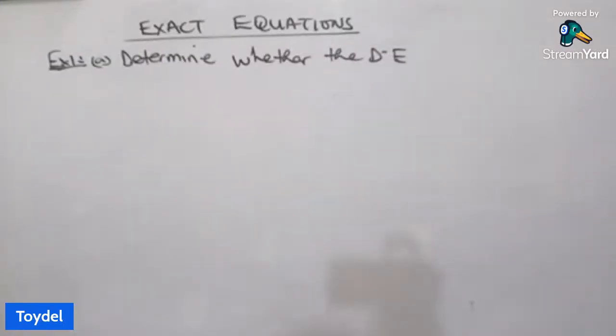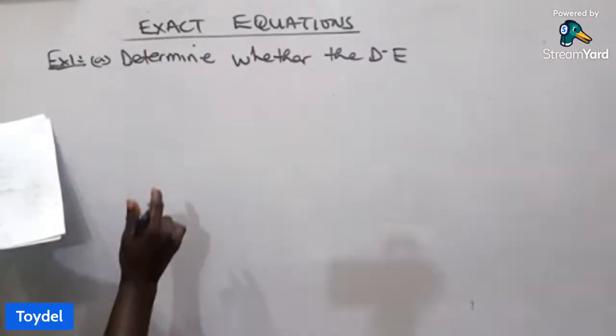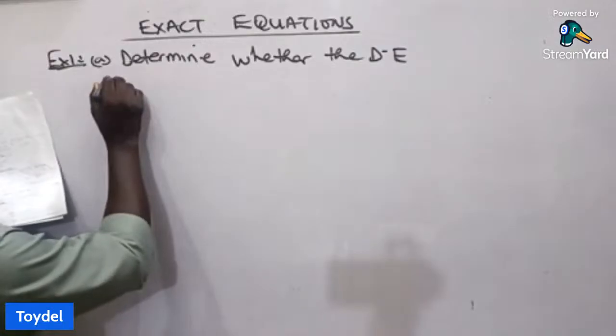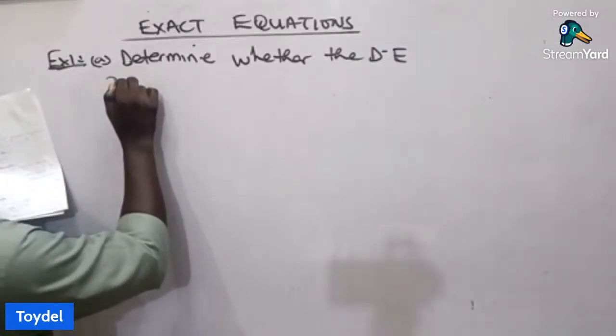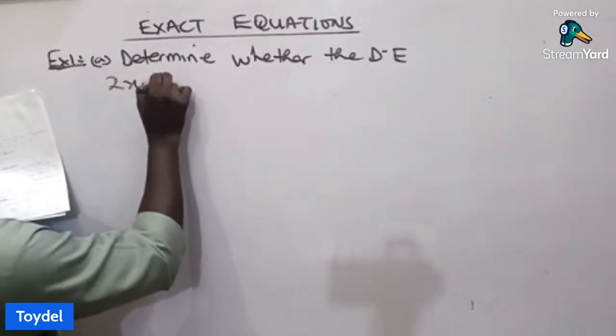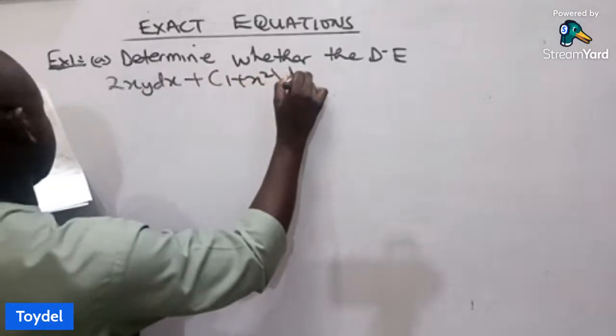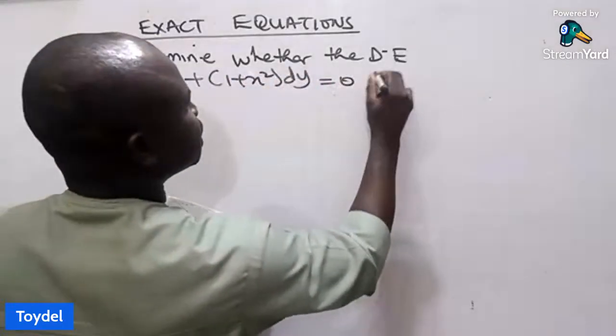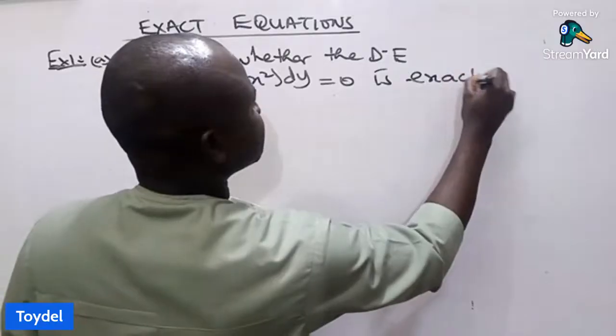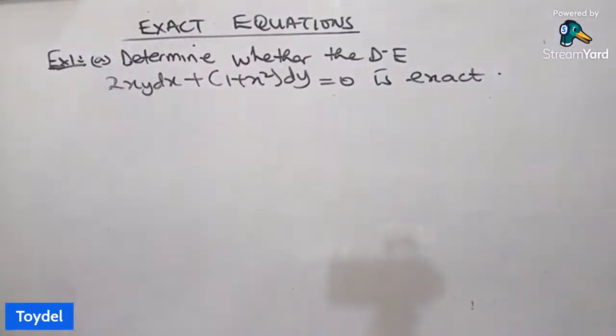We have to determine whether the differential equation 2xy dx plus (1 plus x squared) dy equals 0 is exact. That's the first part of the question. We want to determine if this differential equation is exact. If it's not exact, then we don't need to bother ourselves.